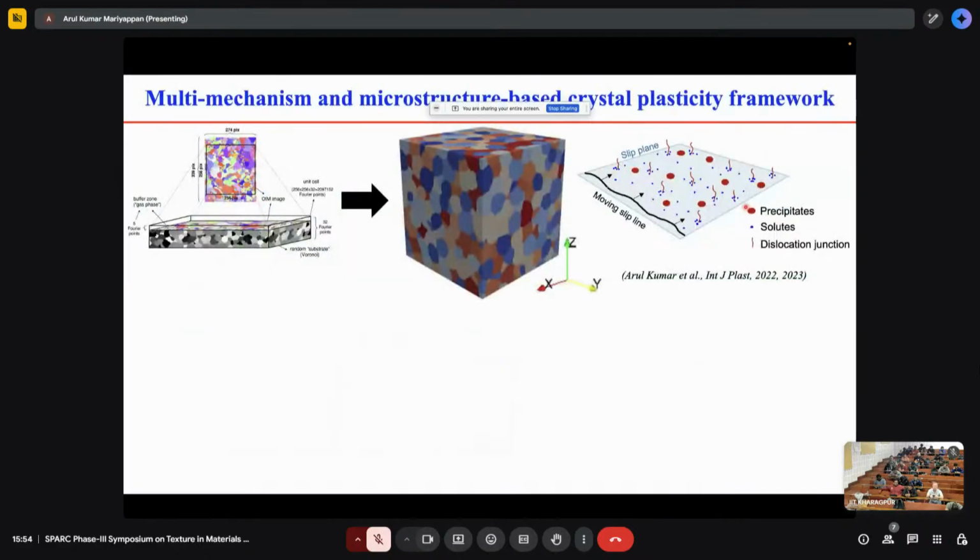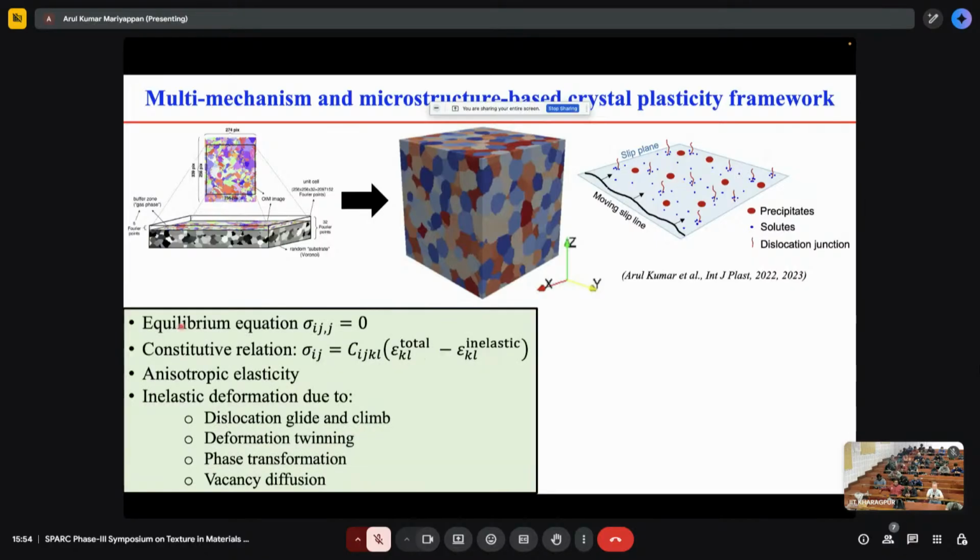We start with a simple microstructure. We may get it from experiments or from synthetic microstructures. Then we digitize it, and we account for all the types of obstacles we may have in microstructures, like precipitates, solutes, and dislocation junctions. Then we solve any framework you can think of, either VPSC or CPFEM or CPFFT, it doesn't matter. We have to solve the equilibrium equations along with the constitutive relationships. In this one, I'm considering anisotropic elasticity, inelastic deformation due to glide, climb, pinning, phase transformation, and vacancy diffusion.